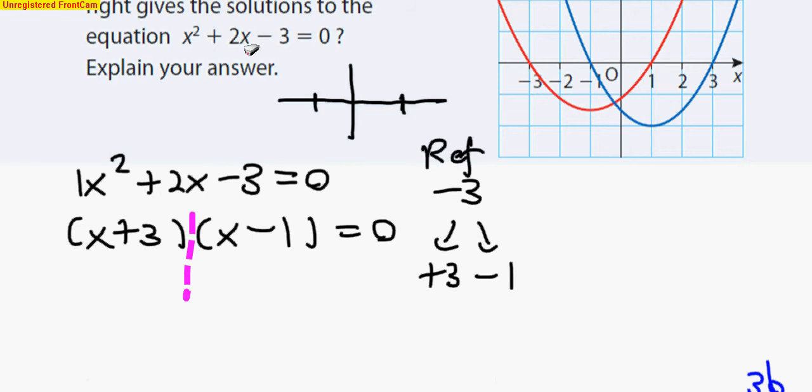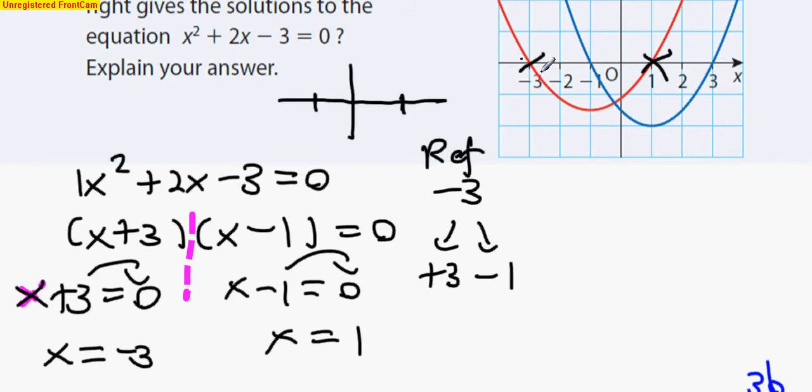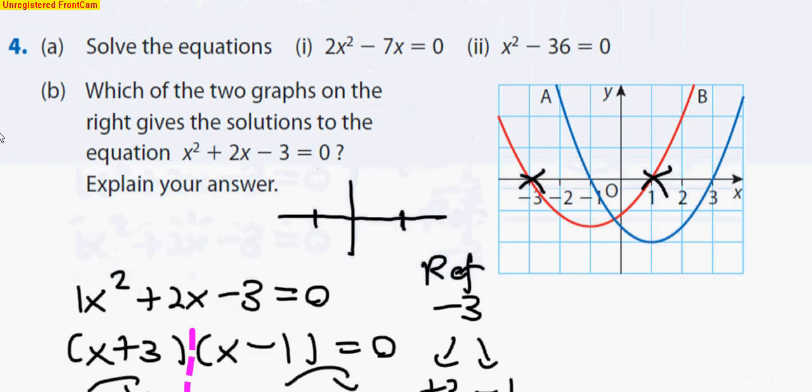And what we're going to get is x plus 3 equals 0. Bring over the 3. x equals minus 3. x minus 1 equals 0. Bring over the 1. x equals 1. So the answer should be 1 and minus 3, which is this one here. So it's the red graph, okay? The answer is the red graph because the red graph crosses at minus 3 and 1, while the blue graph crosses at minus 1 and 3, okay?